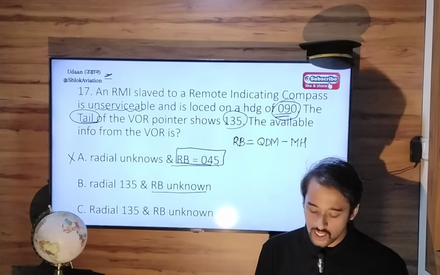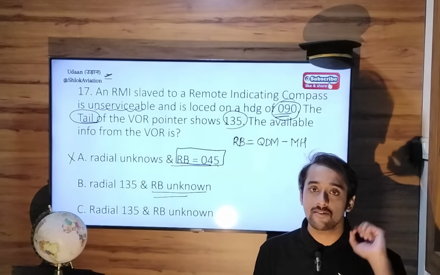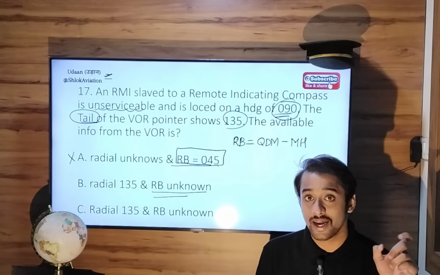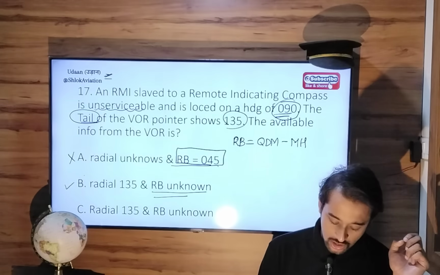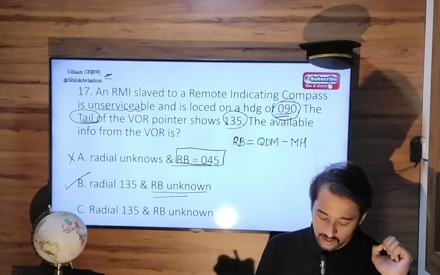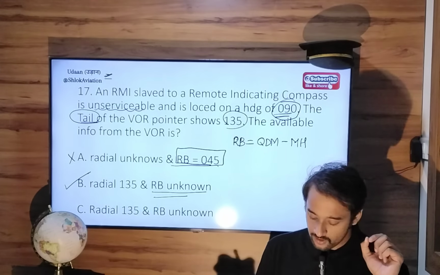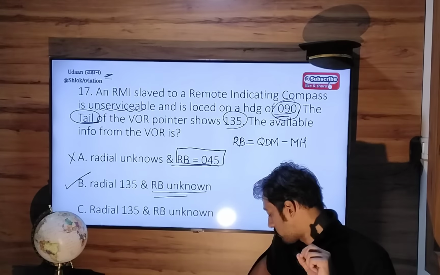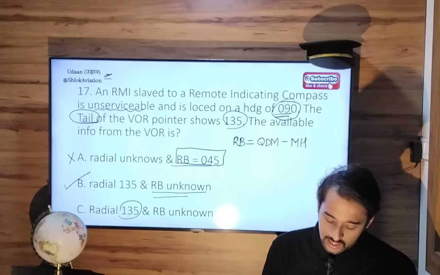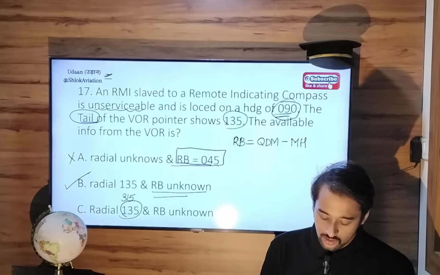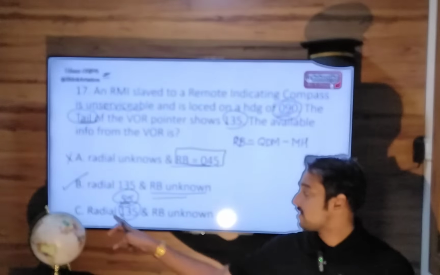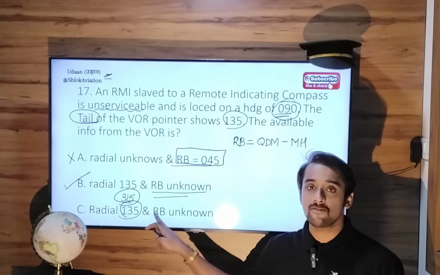Option B says we are located on radial 135, which is right, and relative bearing is unknown. Like I said, we cannot find relative bearing because we don't know our correct heading. So this may be true. Option C says radial 135 and relative bearing unknown. So this is a correction: this is radial 315. Okay, typing error. So option C was radial 315 and relative bearing unknown.